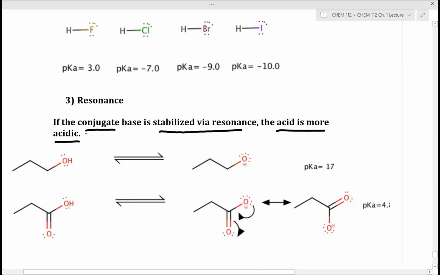So our classic example is comparing, for example, an alcohol to a carboxylic acid. And what did we discuss was the key reason why carboxylic acids are more acidic. If we compare our conjugate bases, is the conjugate base of a carboxylic acid more delocalized? Yes. And that resonance delocalization stabilizes our anion.